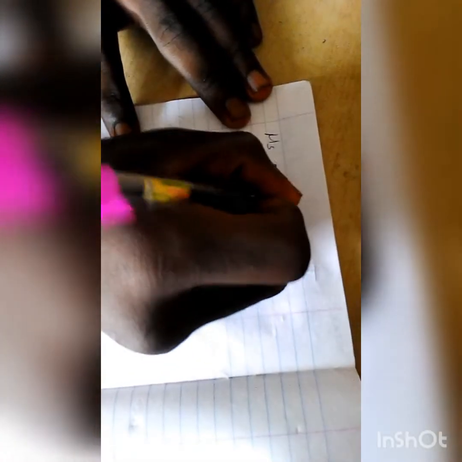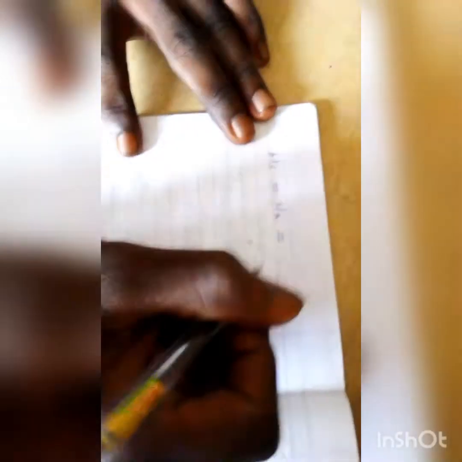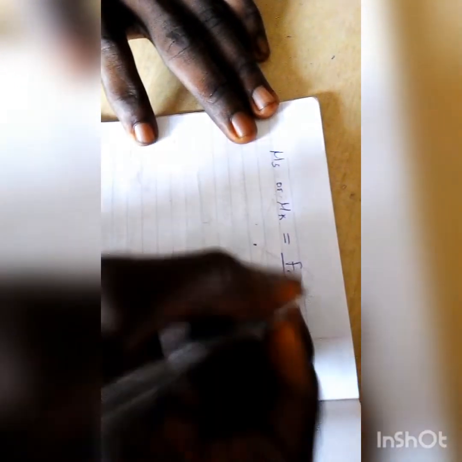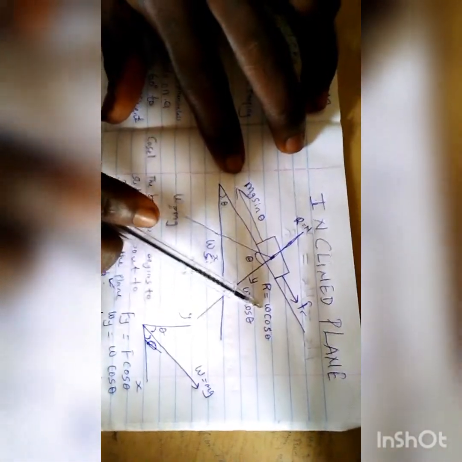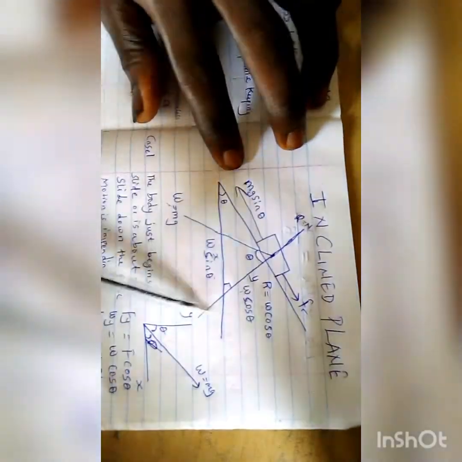Alright, let's talk about our coefficients of static friction and coefficients of kinetic friction, which you all know are both equal to what? Frictional force over normal reaction. We've already ascertained that our normal reaction on an inclined plane is always equal to mg cos theta, from our resolution.